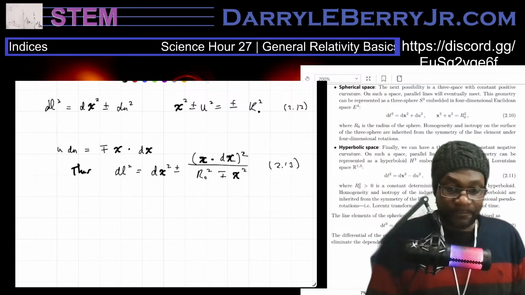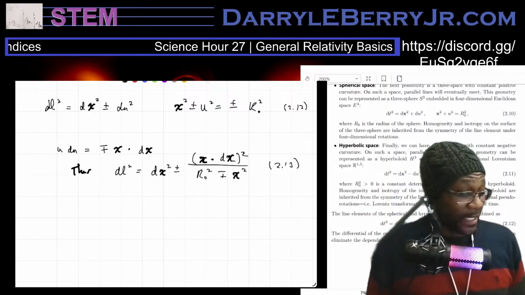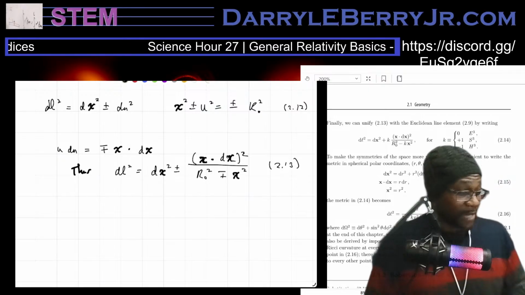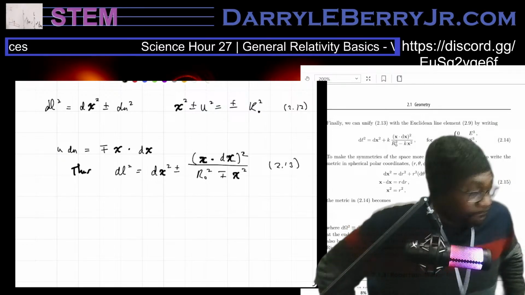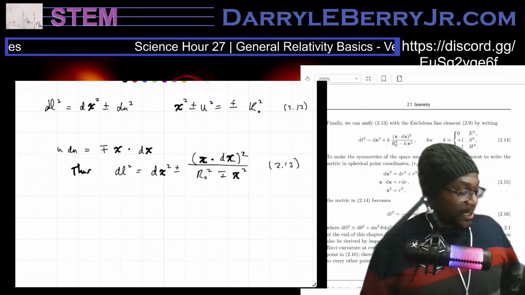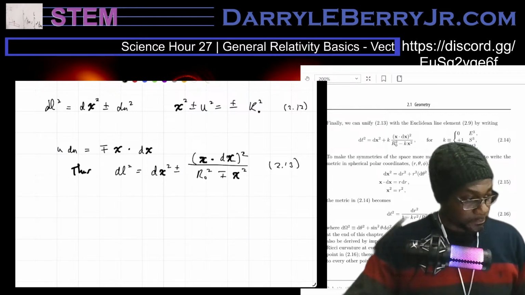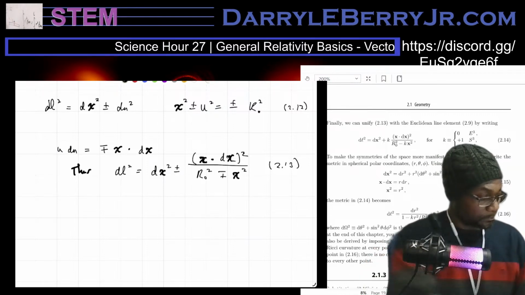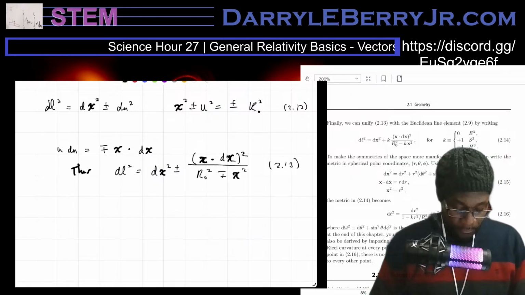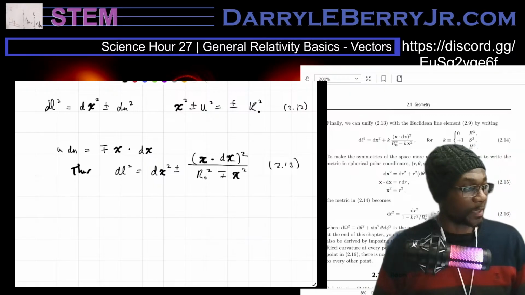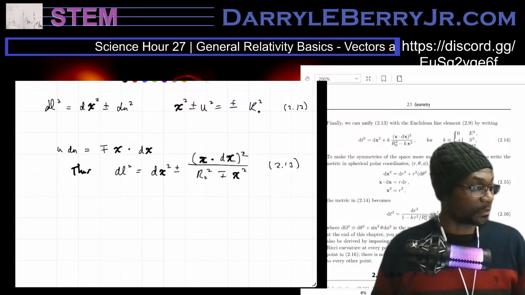So there's a lot of intricate math in cosmology. Apparently, cosmology is highly filled with general relativity. So let's see how this goes.